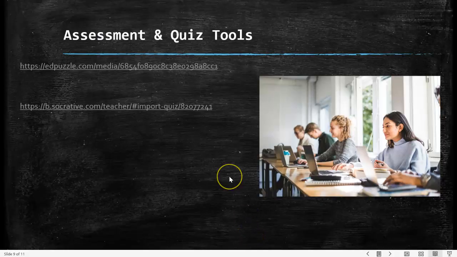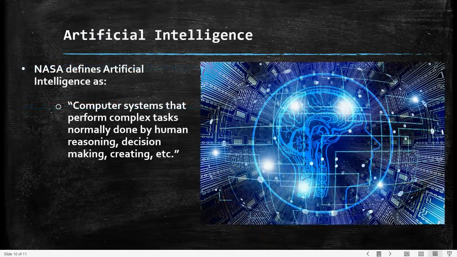And going into AI, we're going to talk about artificial intelligence, and artificial intelligence is something that's very new in this day and age. A lot of companies are investing billions of dollars into it, and it's something that we need to think about because there's been a lot of debate on it. But exactly what is AI? NASA defines artificial intelligence as computer systems that perform complex tasks normally done by human reasoning, decision making, creating, etc.